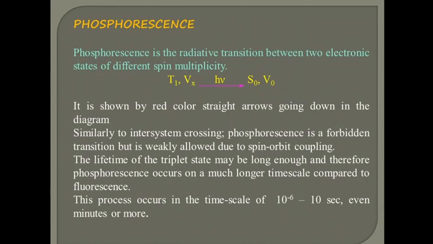Phosphorescence. This phosphorescence is the radiative transition between two electronic states of different spin multiplicity. Here it is a triplet state, whereas here it is a singlet state. So if it is between two states of different spin multiplicity, it is known as phosphorescence. Intersystem crossing and phosphorescence are both forbidden transitions, but they are weakly allowed due to spin-orbit coupling. This process occurs in the time scale of 10 to the power of minus 6 to 10 seconds.